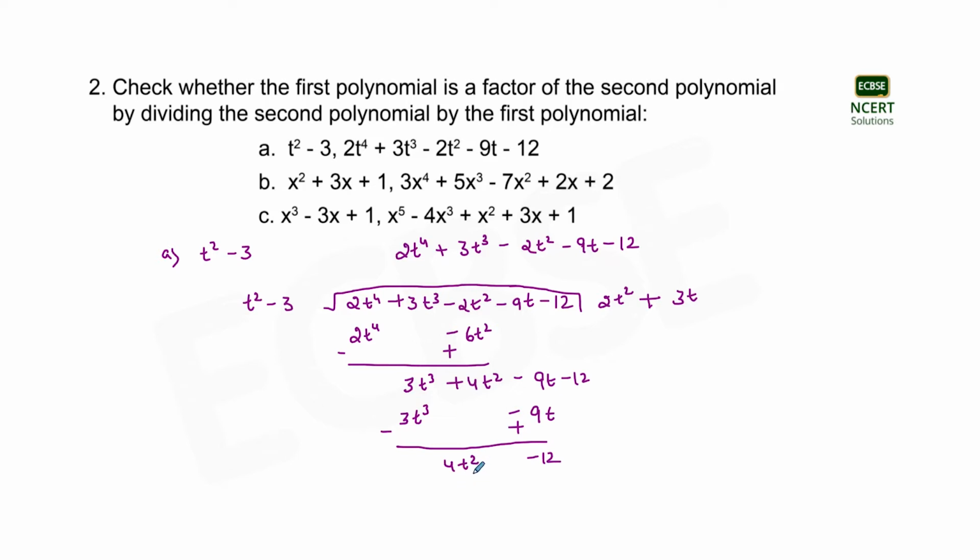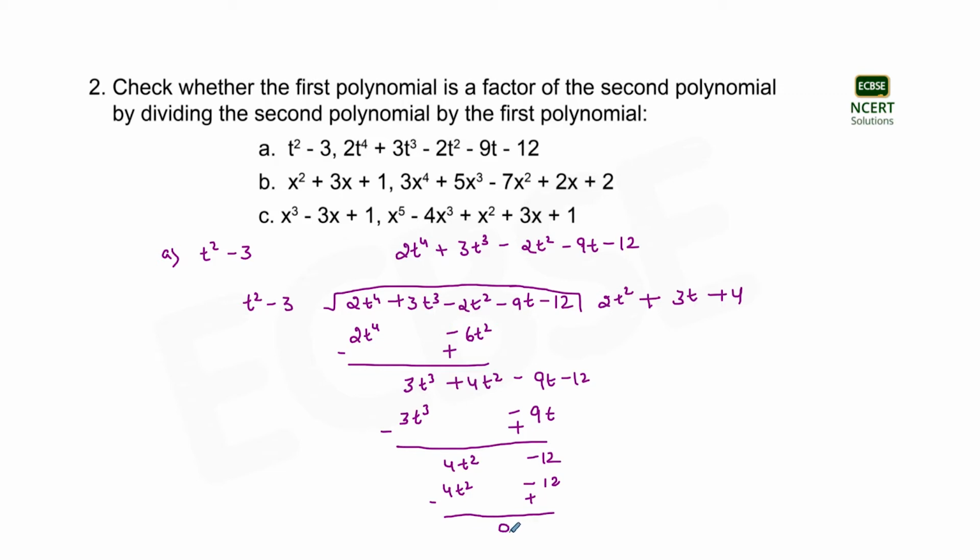Again, the degree of the dividend is not less than the degree of the divisor. Again, we need to repeat steps 1 and 2. So on dividing the dividend by the divisor, plus 4 will be obtained. So here it comes out to be 4t square minus 4 into minus 3, which will be minus 12. Now changing the signs, the answer comes out to be 0.